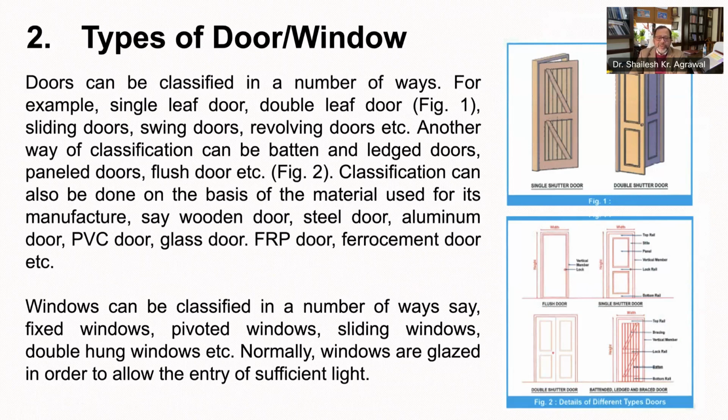In a similar fashion, windows can also be classified as fixed windows, pivoted windows, sliding windows, double hung windows, etc. Normally, windows are glazed to allow entry of sufficient light in the house.